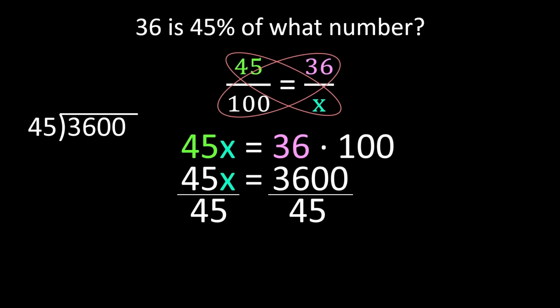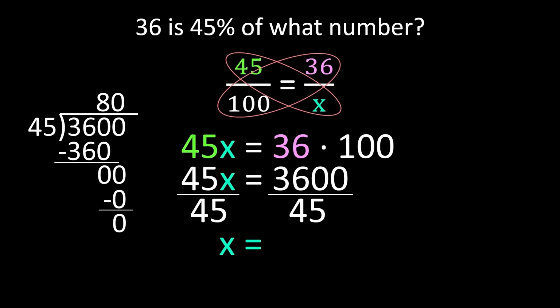So we'll start with 360 divided by 45, which is 8. 8 times 45 is 360. When I subtract, I get 0, and I still have a 0 in my dividend that I need to bring down. Because I'm bringing it down, I have to divide again. 0 divided by 45 is 0. 0 times 45 is 0. When I subtract, I get 0. So x is equal to 80. So 45% of 80 equals 36.